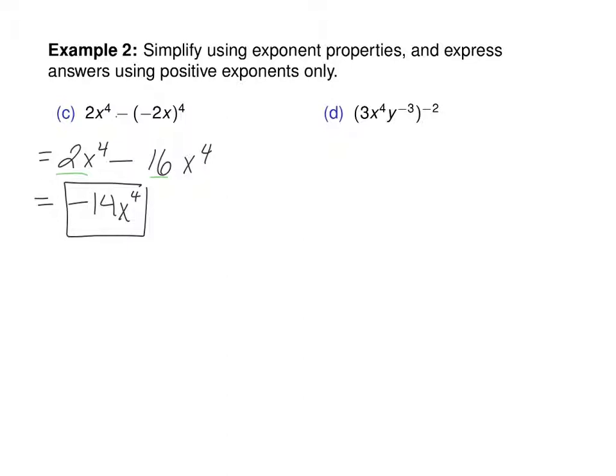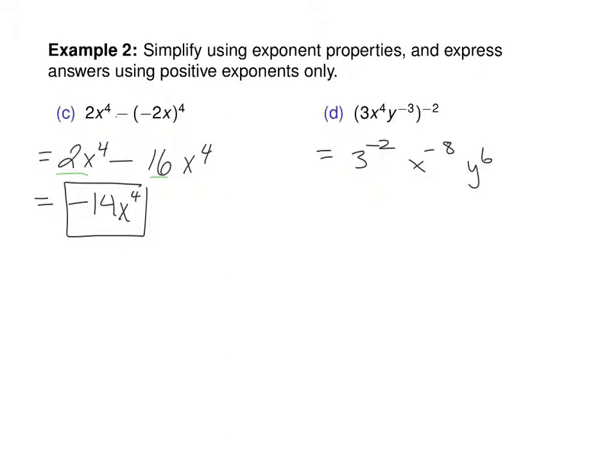All right, this part D, I have 3x to the 4th, y to the negative 3rd, all to the negative 2. So the first thing is that power has to distribute. So first it goes to the 3. So you've got 3 to the negative 2. When it goes to the x, do the powers multiply or do they add? Multiply. So it's x to the negative, how much? 8. Okay, and then y to the 6th.